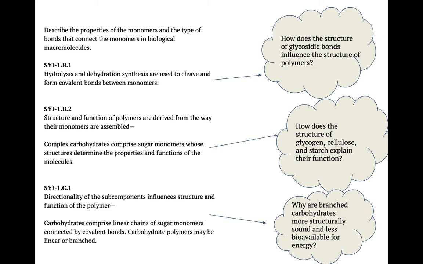Three things we have to think about with carbohydrates. How does the structure and arrangement of glycosidic bonds influence the structure of polymers? Glycosidic being the specific type of bond between monomers, monosaccharides. How does the structure of different polysaccharides help explain their function? And why are branched carbohydrates so much more structurally sound and also less bioavailable for energy?